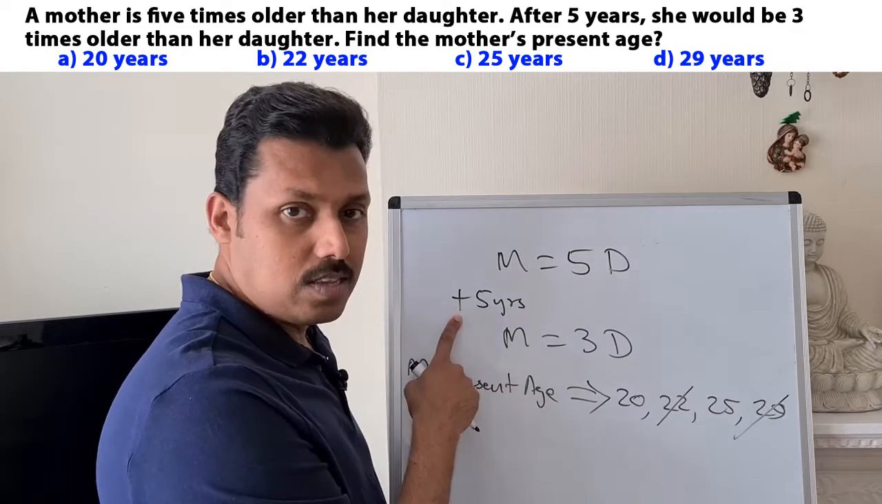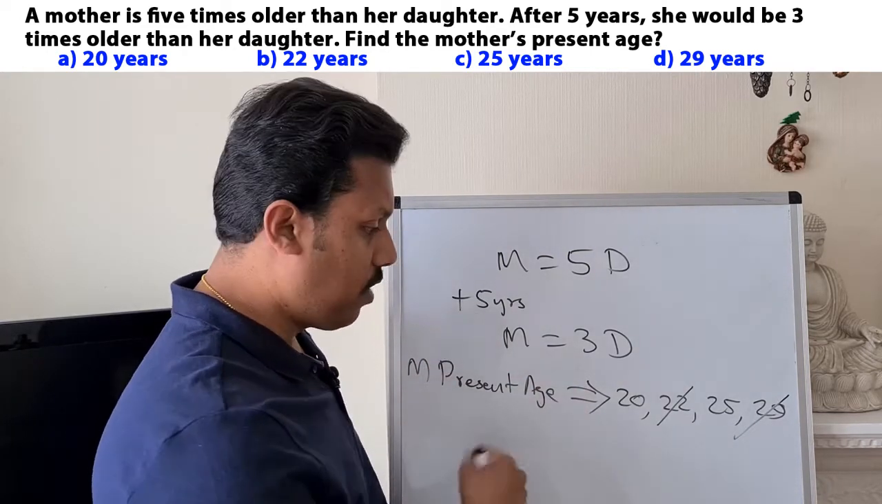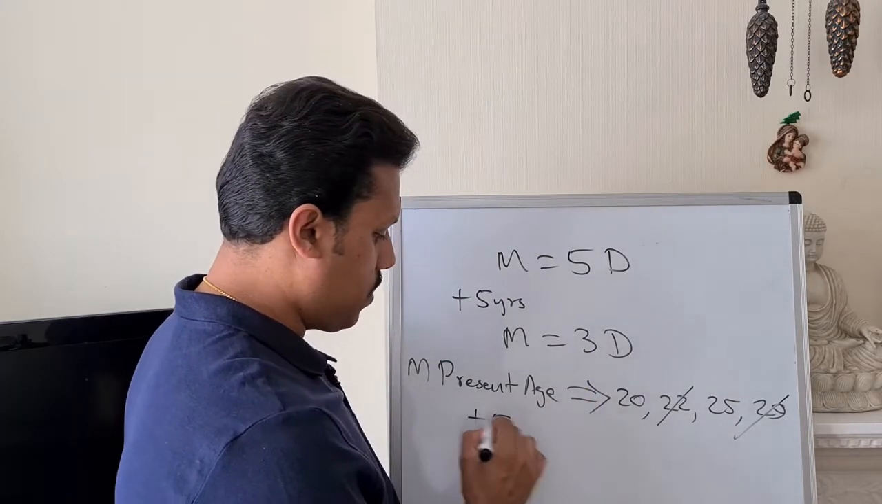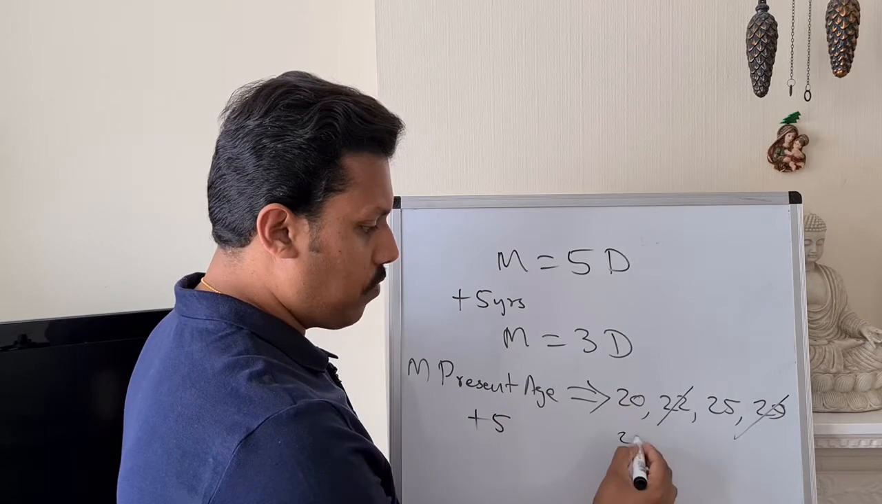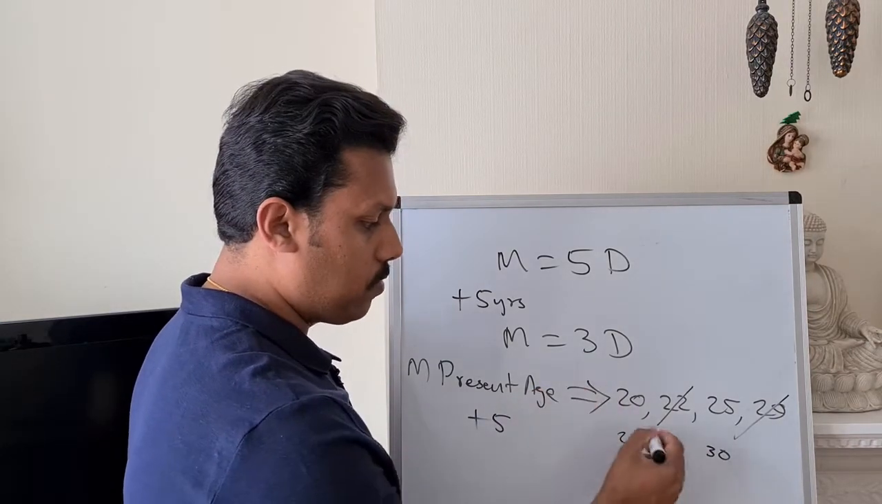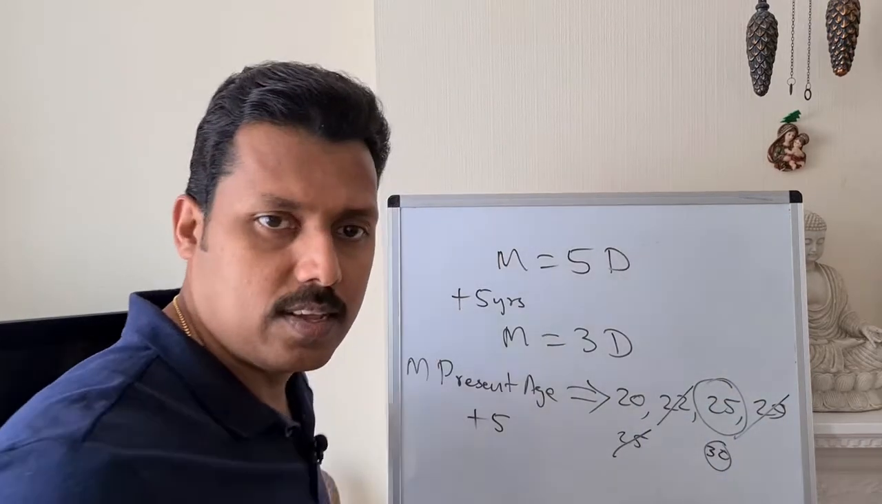So one more option is given. After 5 years, mother is 3 times as old. So after 5 years, it should be a multiple of 3. So after 5 years, this becomes 25 and this becomes 30. So that should be a multiple of 3. Is this a multiple of 3? No, this is a multiple of 3. So that is your answer. That quick it is. Let's take our last question as an example.